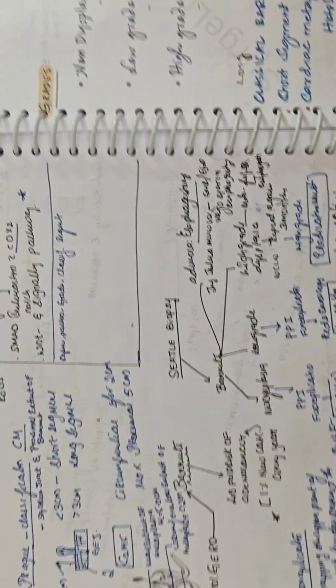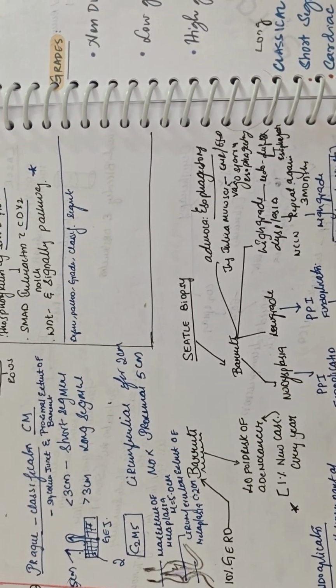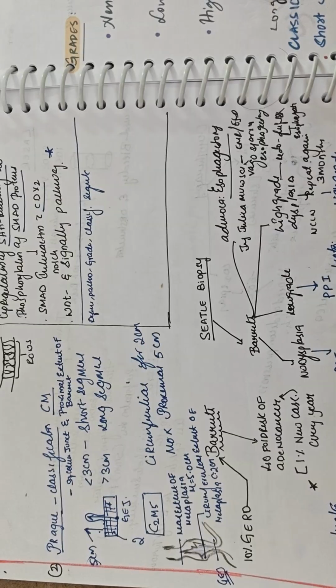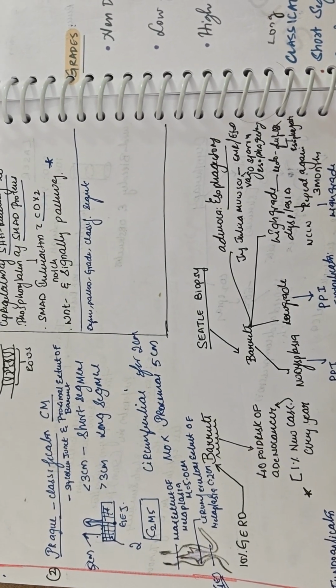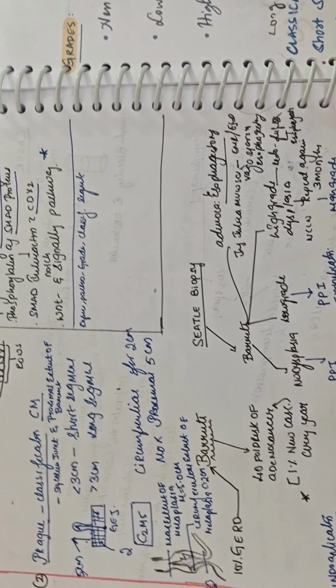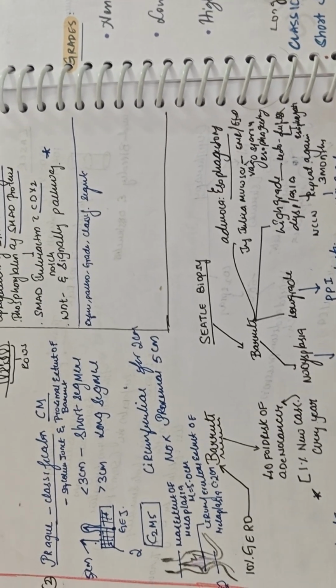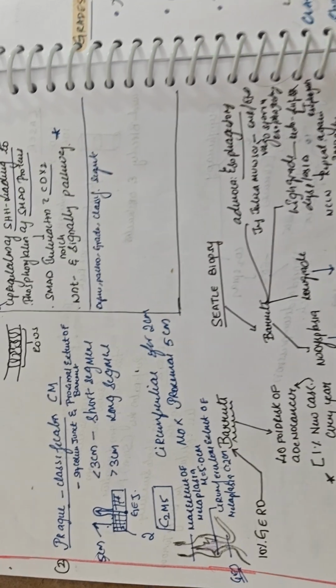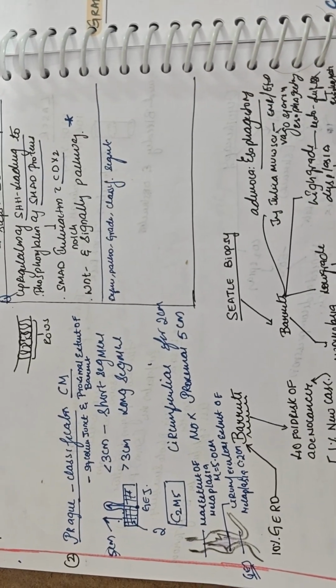We should also understand something known as circumferential, which is in Prague's classification, C and M. So what is it trying to tell us? What do you mean by C? C is nothing but circumferential. And what is M? M is the maximum extent of metaplasia.